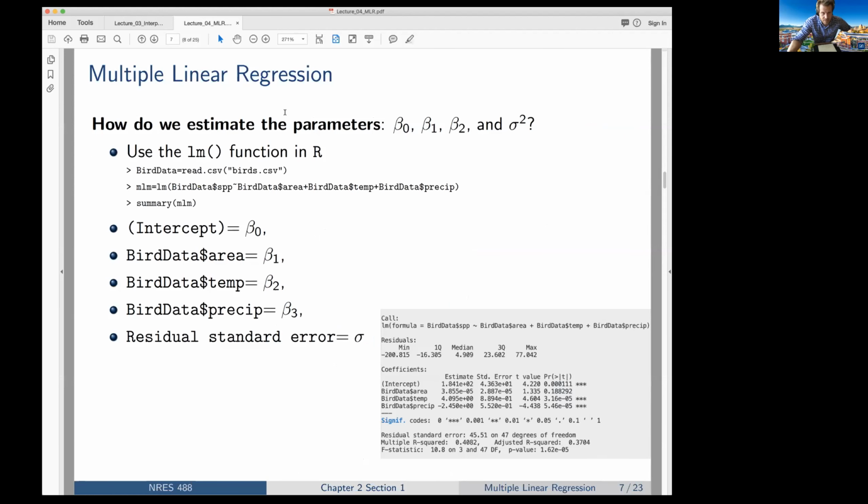How do we estimate the parameters? Well, we use the LM function in R. Same thing we did before. The only difference now is we have our response variable y. We just add a plus our additional covariates we're interested in. So let me go to R and actually do this.